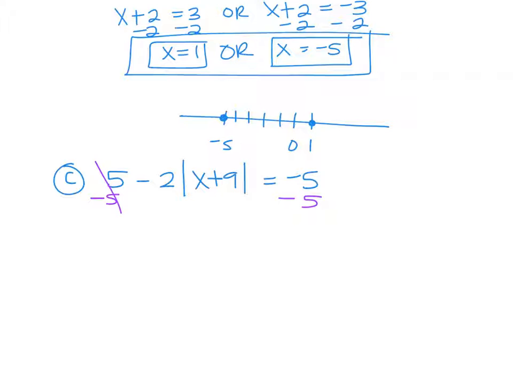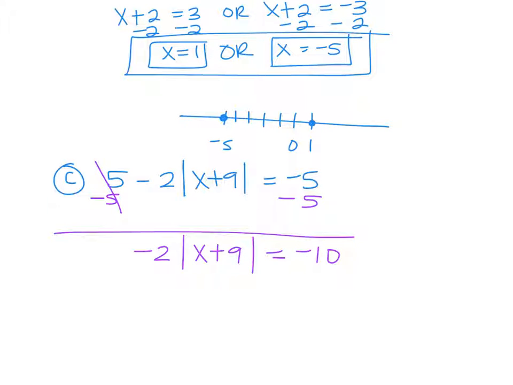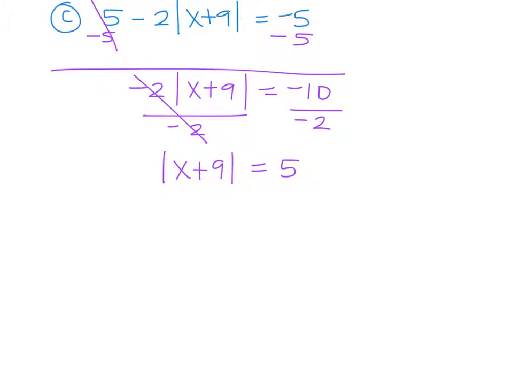Okay, so this is 0. Right now, you're left with negative 2 absolute value x plus 9 equals negative 10. Now what do you do? You divide by negative 2. So you get absolute value of x plus 9 equals a positive 5. Now what?